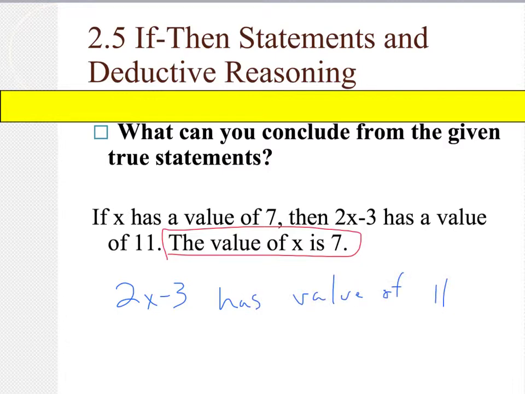We know that if x is 7, then 2x minus 3 has to have a value of 11. It tells us that our hypothesis is true. So if it tells us that our hypothesis is true, then our conclusion has to be true. If it gives you a conditional statement, that very first sentence is a conditional statement, and then the second sentence is telling you that the hypothesis is true of that conditional statement, then the conclusion needs to be true. If P, then Q.